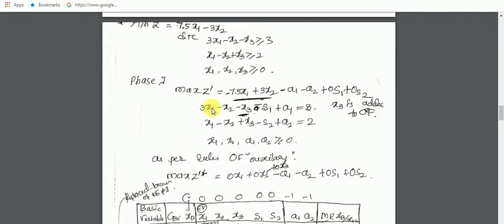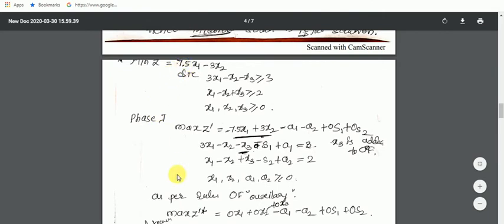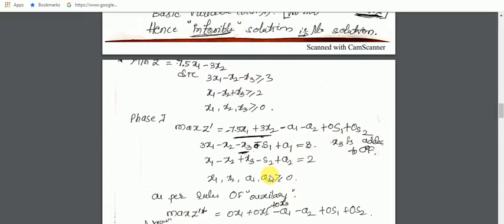Now we'll explain the two-phase method. That is the second problem. This second problem has both phases, first phase and second phase. We'll explain this problem now. Minimization of z equal to minus 7.5 x1 minus 3x2, subjected to these two constraints.